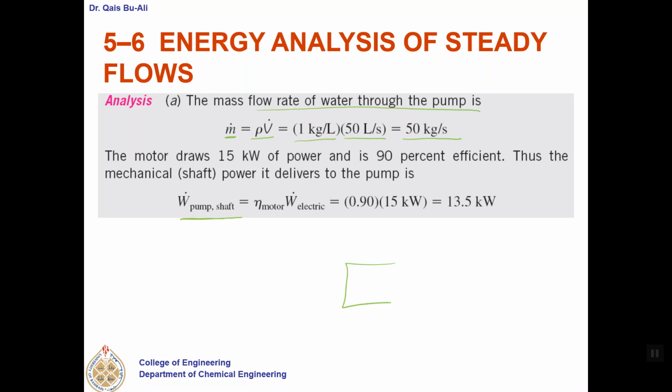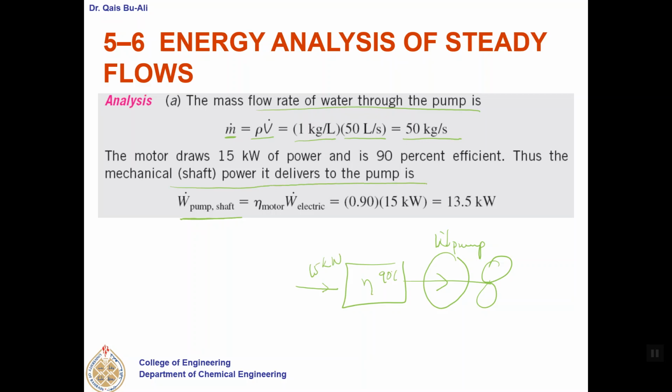The second thing is to calculate the W pump shaft, or W pump as we called it. If you remember, it is this thing here, W pump. For W pump, what have we done? The motor draws 15 kilowatts of power and is 90% efficient. So here is 15 kilowatts, and I believe efficiency is 90%. Thus, the mechanical shaft power delivered to the pump is this.